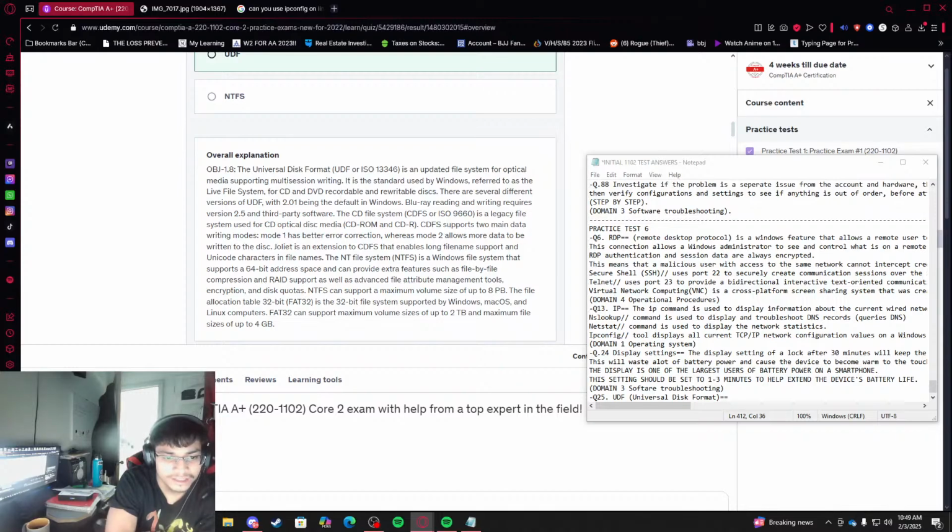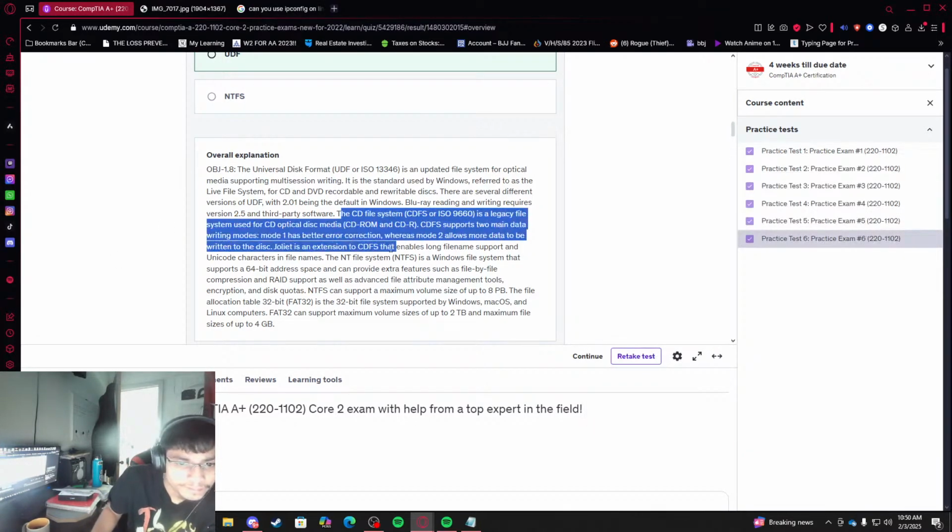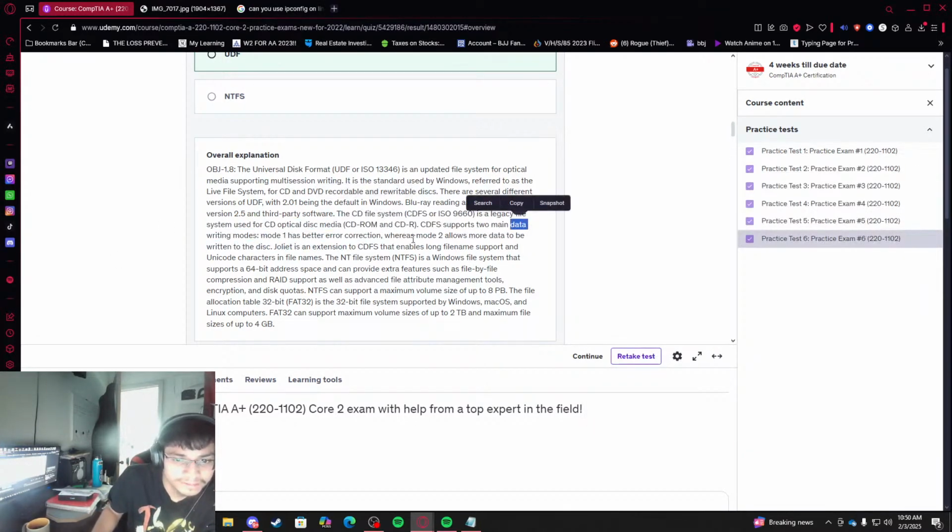The File Allocation Table 32, FAT32, is a 32-bit file system supported by Windows, Mac OS, and Linux computers. FAT32 can support a maximum volume size of 2 terabytes, and the maximum file size is up to 4 gigabytes. It's a legacy file system.